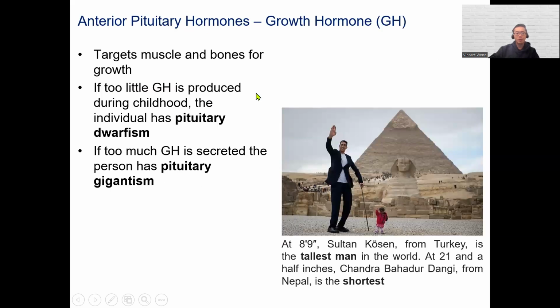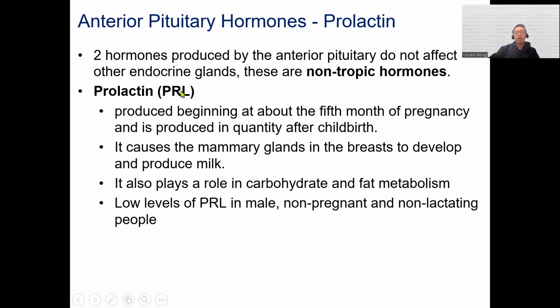A lot of students confuse the prolactin with the oxytocin. Okay, oxytocin is made in the hypothalamus, stored in the posterior pituitary. Okay, that's for letting the milk come out, the letdown of the milk. The prolactin is produced in the anterior pituitary gland, and that's for making the milk.